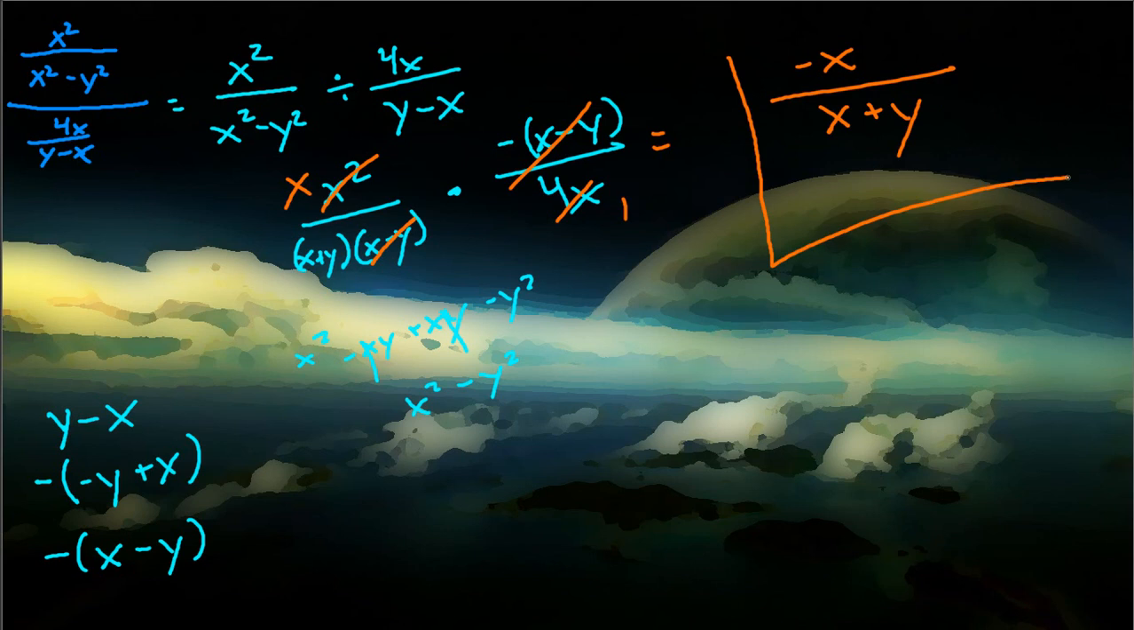Now, there is a restriction here, but it's kind of hard to state. This denominator can't be 0, so here's how we would state that. X plus y cannot be 0, which means x cannot equal negative y. So x is not equal to negative y. Or negative x can't equal positive y, it doesn't matter. But this sum cannot be 0.